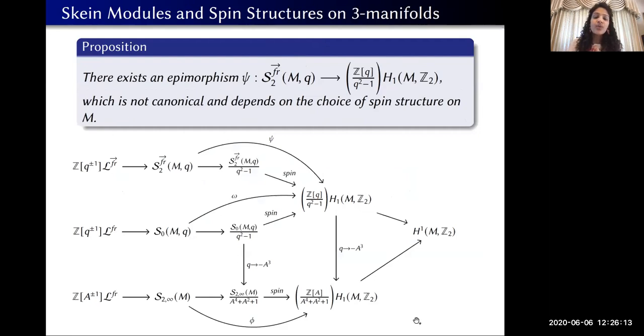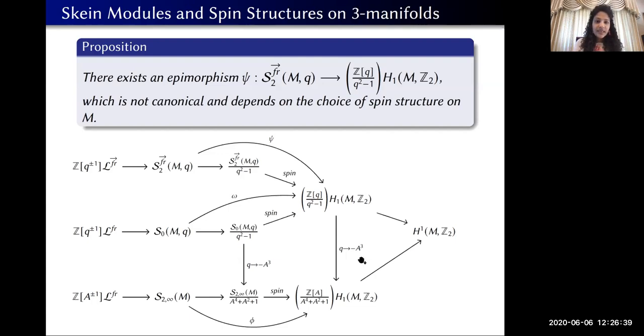So this diagram over here summarizes the 3 propositions. We have an epimorphism from the Q homology Skein module into this group ring. We have an epimorphism from the framing Skein module into this group ring. And we have an epimorphism from the Kauffman bracket Skein module into this group ring. And these 2 group rings are related by the substitution Q is negative A cubed.